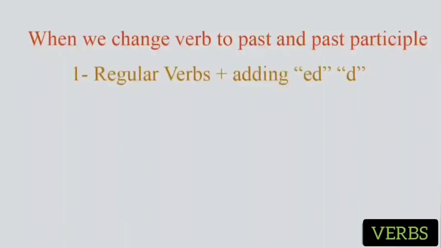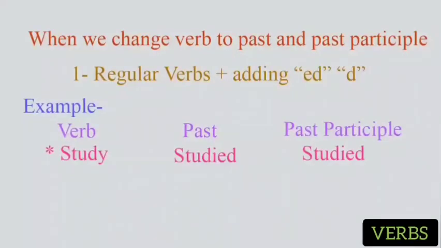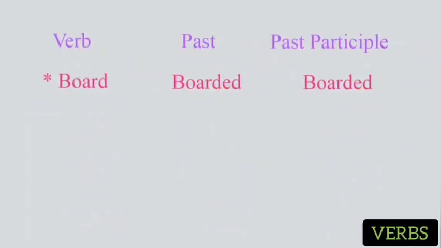When we change a verb to past and participle, what we do basically is add ed or d to the regular verb. Just like study, studied, studied. Play, played, played. Ask, asked, asked. So we are simply adding d or ed. Advise, advised, advised. So here with the verb we are adding the simple d or ed. Just like bored, boarded, boarded. Carp, carped, carped.